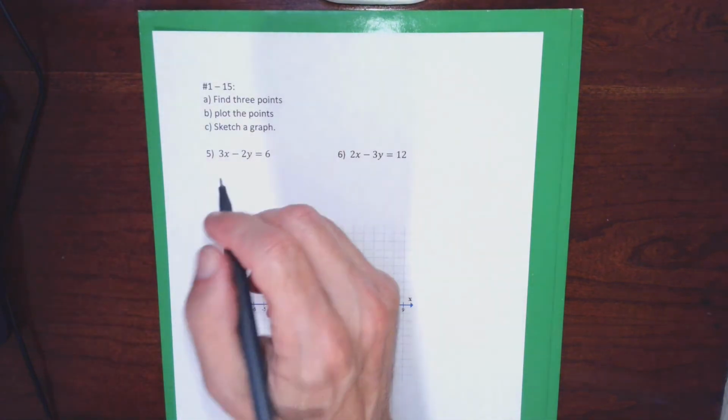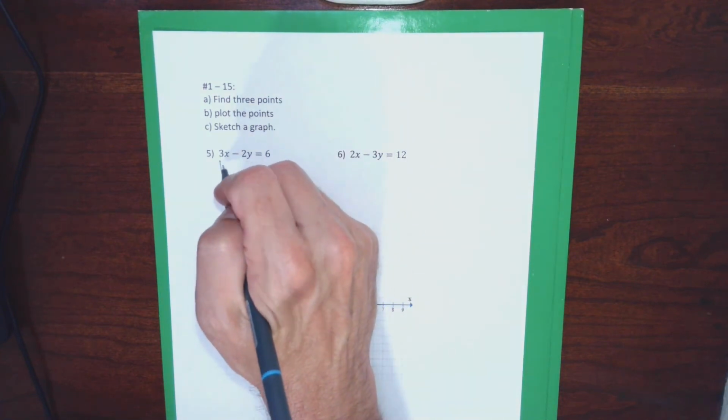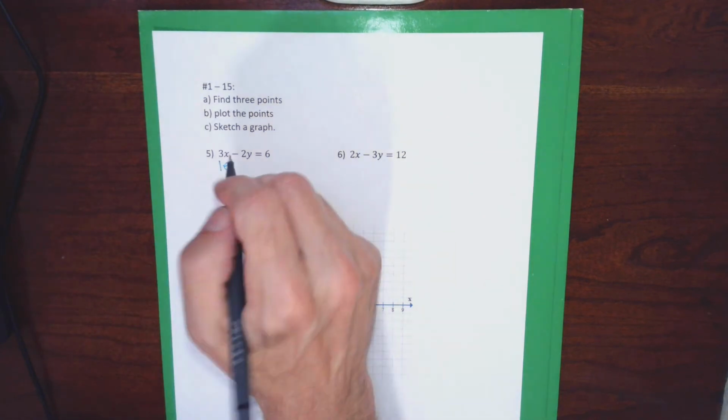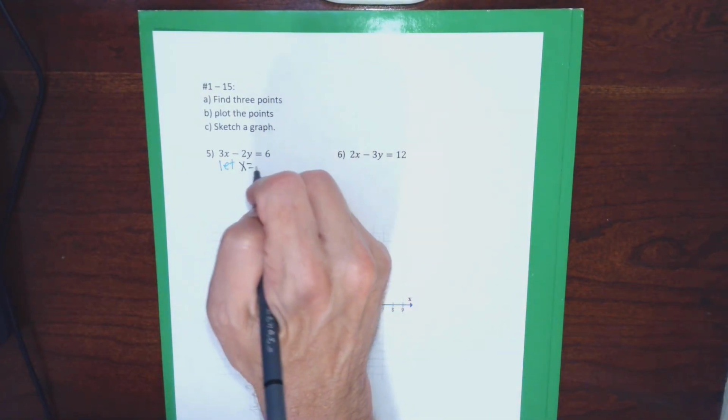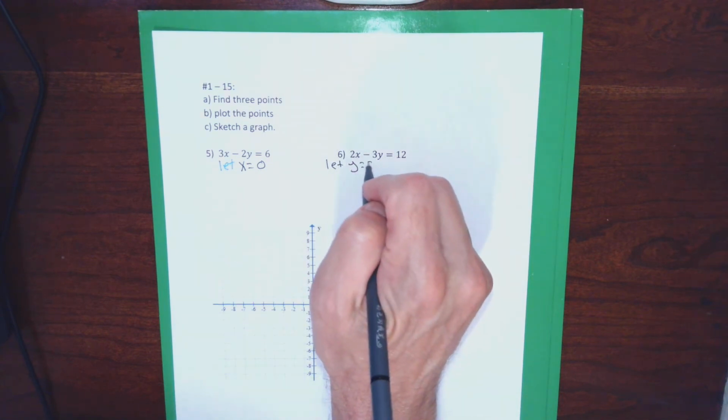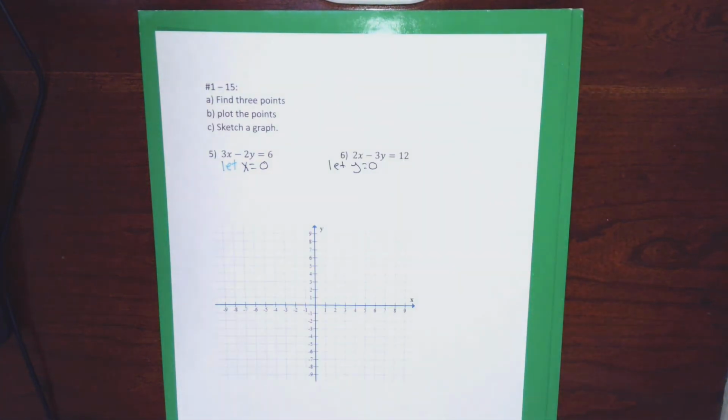So for 5, I'm going to do what I like to do. I don't know why I had this pencil in my hand, but I do. I'm going to let x be 0. I'm going to let y be 0. And then all of a sudden, ugh. If I start doing math in my head, I can avoid getting a fraction.